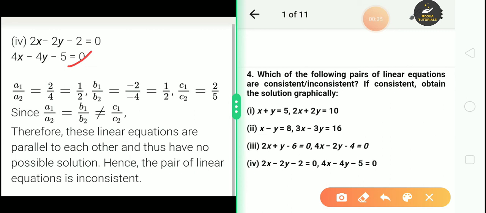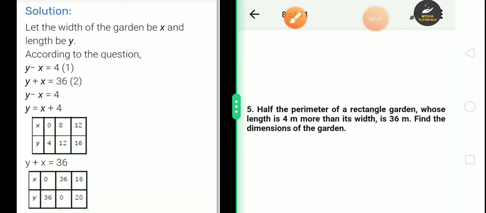So we can see that a1 upon a2 is equal to b1 upon b2 but not equal to c1 upon c2. It means these equations are representing parallel lines. It means we will not get any solution and the lines are inconsistent. So this is the final answer.